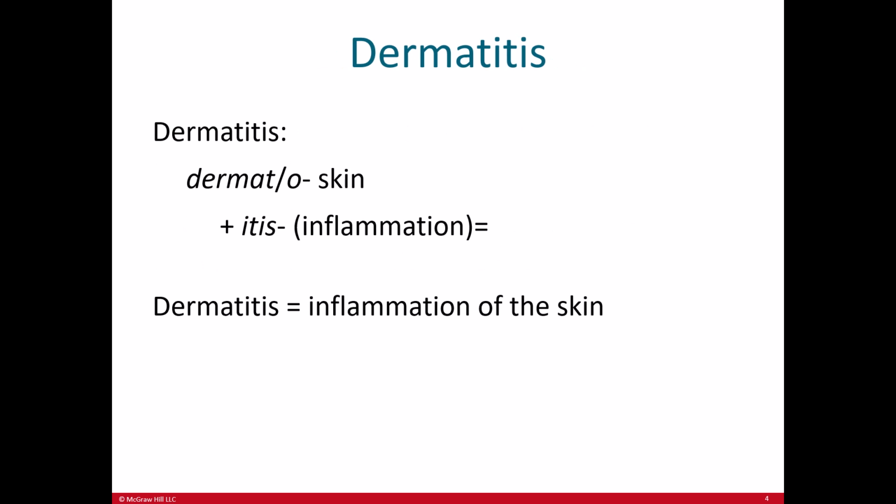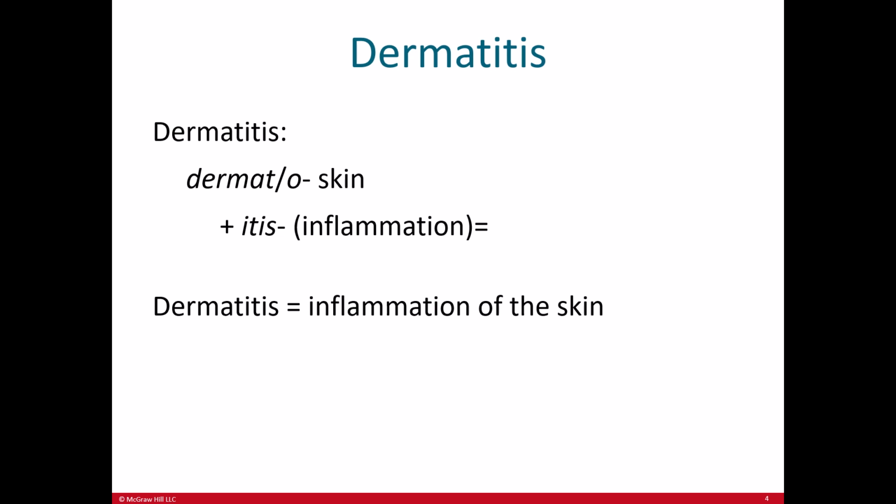Let's see what that looks like. So here you can see we have dermatitis. Itis is our suffix here, meaning inflammation, and dermato is our combining form for skin. Now if we drop that O and we just have dermat, that's our word root. So I want you to understand the difference between a word root and combining form. The combining vowel is what makes it a combining form.